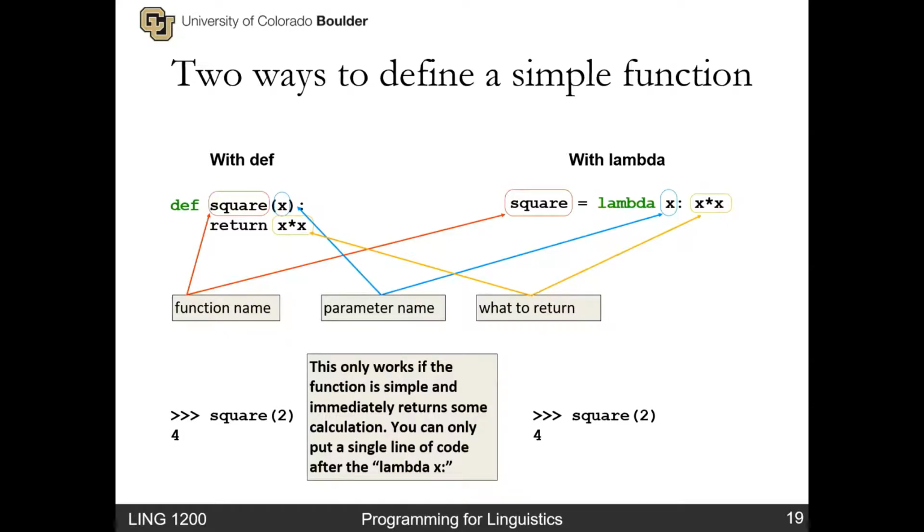Now, note, however, this only works if the function is simple, a simple one line with no code in between the function definition and the return statement. So it immediately returns some calculation. That's because you can only put a single line of code after the lambda x colon. So if your function definition requires more than one line of code in order to work correctly, then you can't use the lambda function.